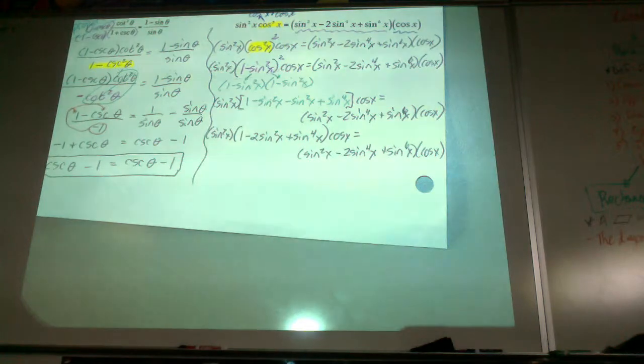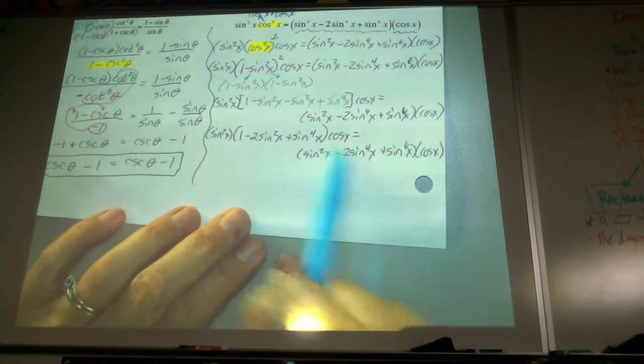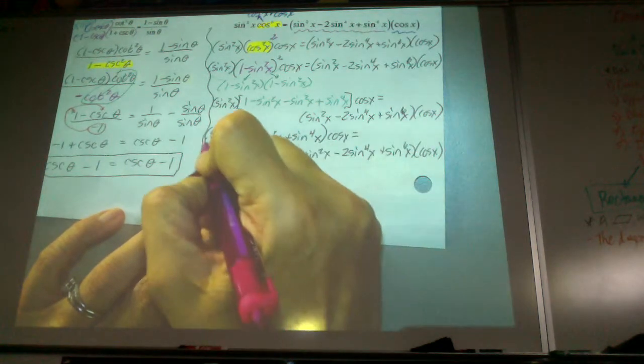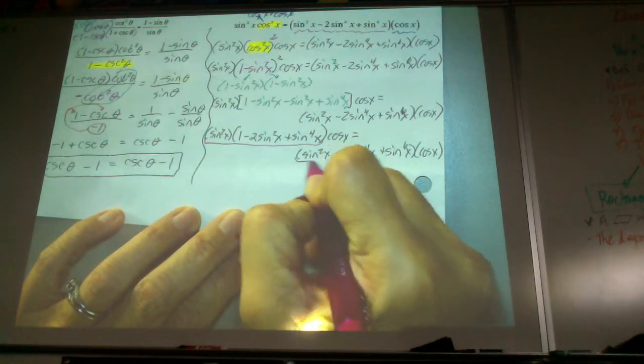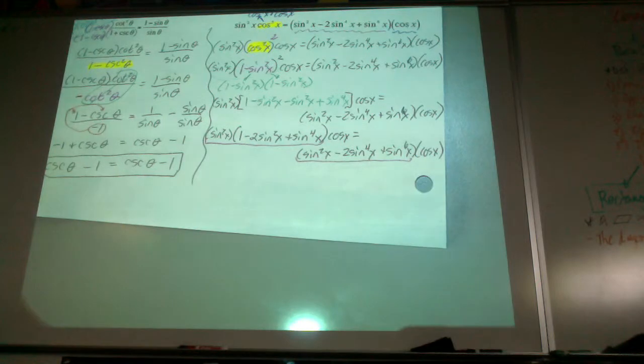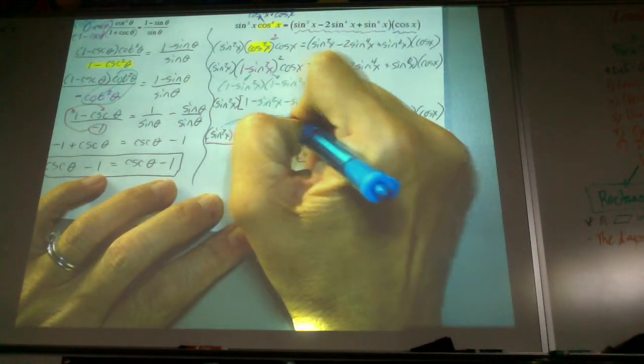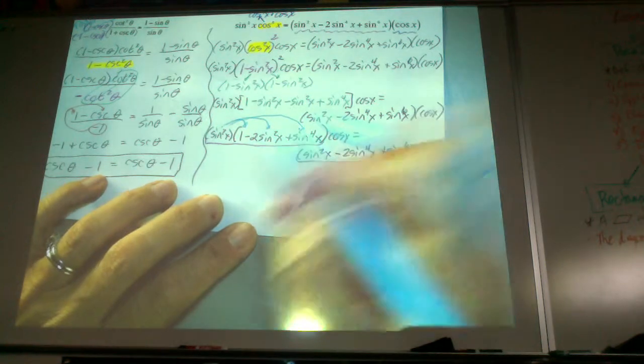Now what do you think is left? I have my cosine. Those are the same. But these are not yet. What's left? Distribute. All you do is distribute. You're going to multiply this into all 3 of these terms. And look at what we get.